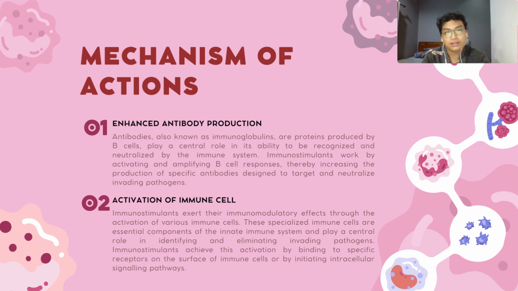Immunostimulants exert their immunomodulatory effect through the activation of various immune cells, especially macrophages, dendritic cells, and natural killer cells. These specialized immune cells are essential components of the innate immune system and play a central role in identifying and eliminating invading pathogens. Immunostimulants achieve this activation by binding to specific receptors on the surface of immune cells, or by initiating intracellular signaling pathways. This activation leads to increased phagocytic activity, increased cytokine production, and a stronger immune response.